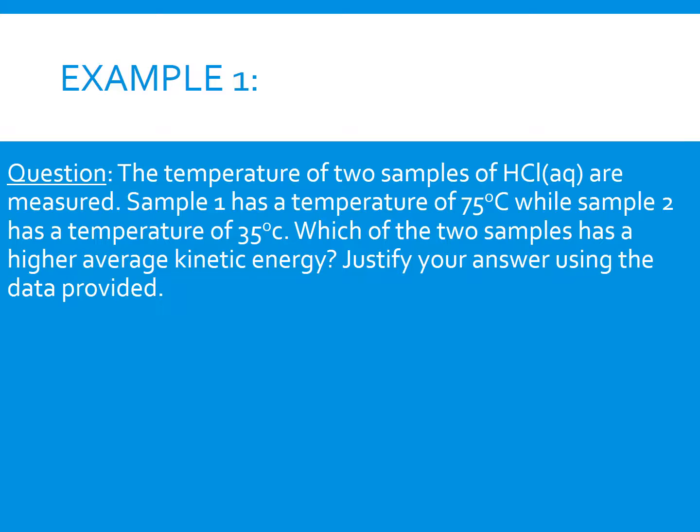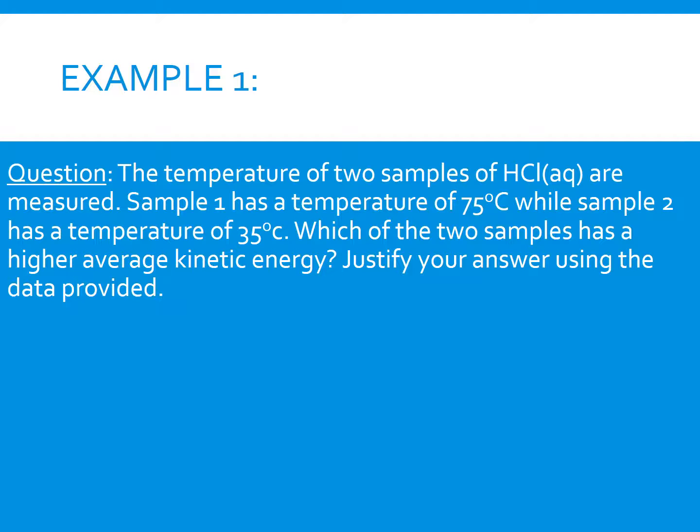The temperature of 2 samples of aqueous hydrochloric acid are measured. Sample 1 has a temperature of 75 degrees Celsius, while sample 2 has a temperature of 35 degrees Celsius. Which of the 2 samples has a higher average kinetic energy? Justify your answer using the data provided.